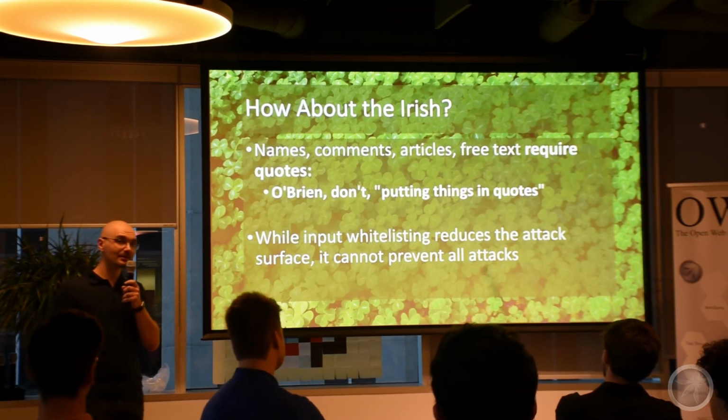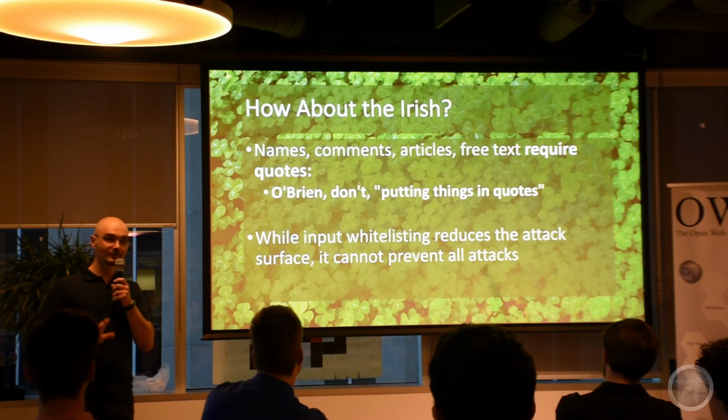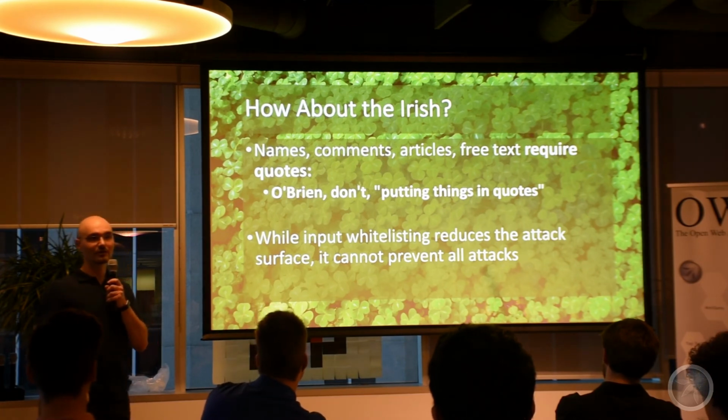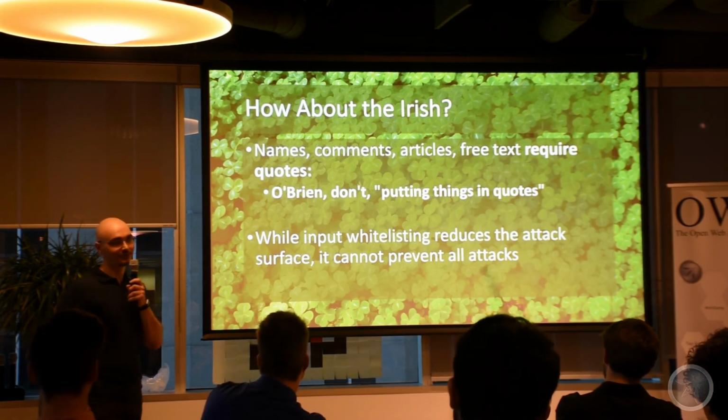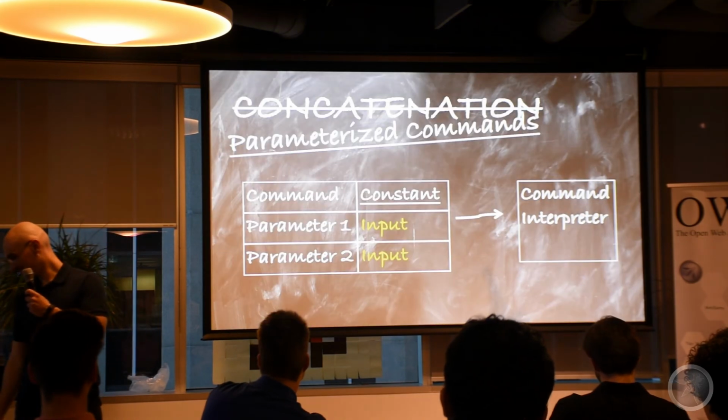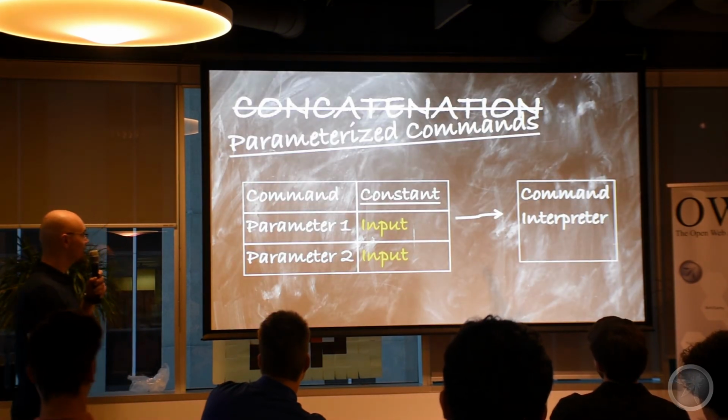So input whitelisting definitely reduces the attack surface. You have to use it on things that you know for sure are going to be alphanumeric, but it cannot prevent all attacks. So how do you prevent those?